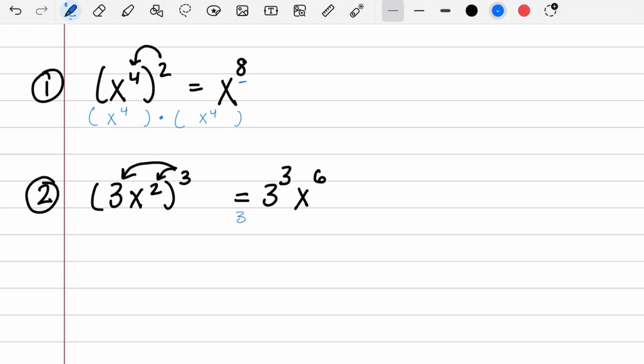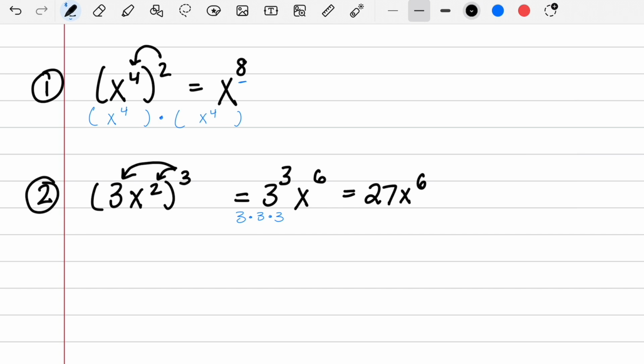3 to the power of 3 is 3 times 3 times 3, which means we get 27x to the power of 6. So, to recap, if you have an exponent being raised by another, you're going to distribute and multiply. A coefficient is going to get treated the same way. We're raising it to that power.